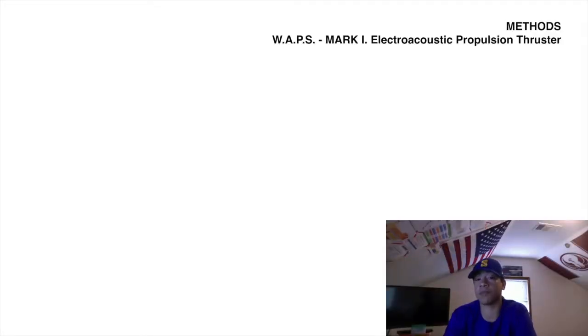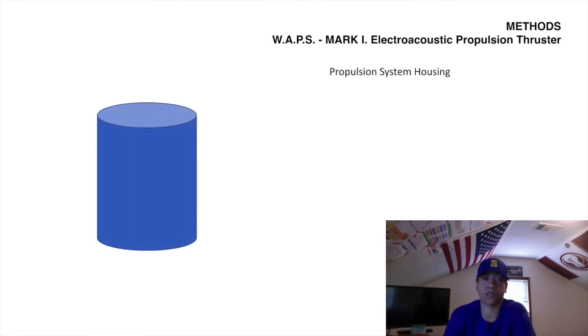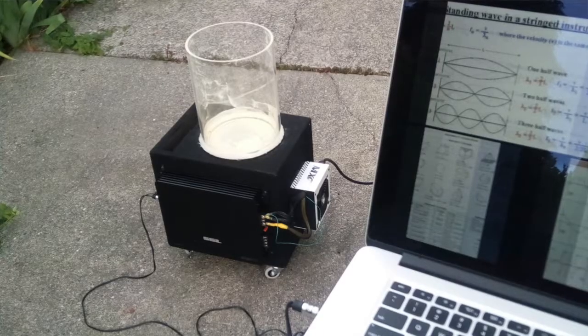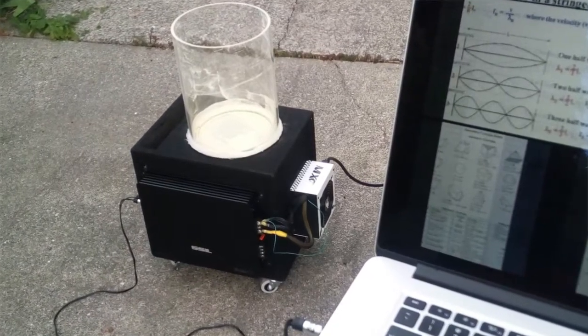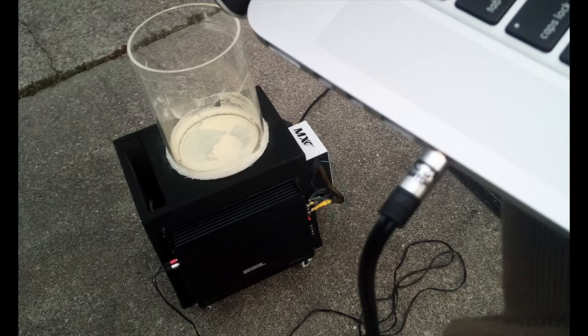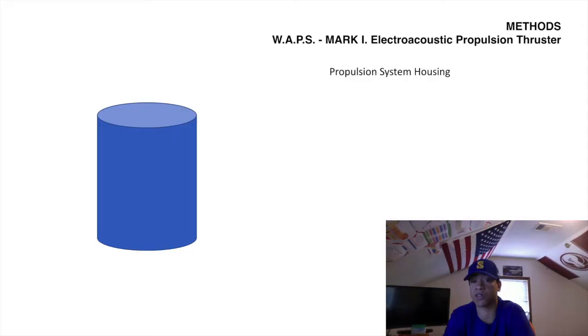And so we would start out with a traditional propulsion system housing. There are many designs. We have a very simple cylindrical design. It's just for testing purposes right now. We're going to make some different sizes and some different configurations.